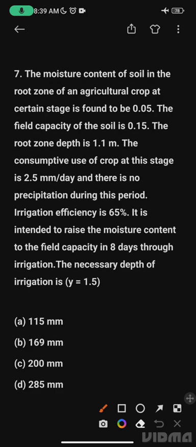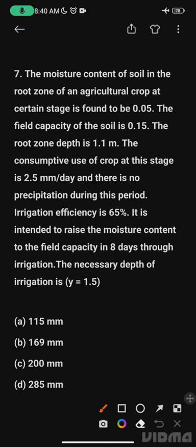7. The moisture content of soil in the root zone of an agriculture crop at a certain stage is found to be 0.05. The field capacity of the soil is 0.15. The root zone depth is 1.1 meter. The consumptive use of crop at this stage is 2.5 mm per day, and there is no precipitation during this period. Irrigation efficiency is 65%.